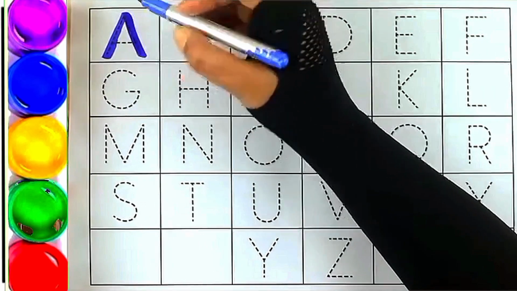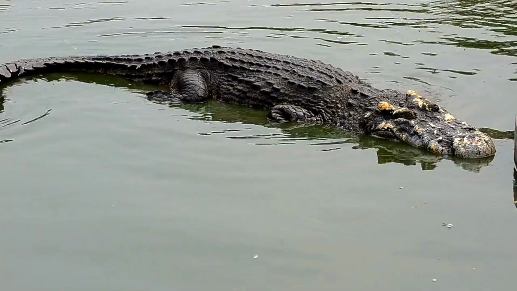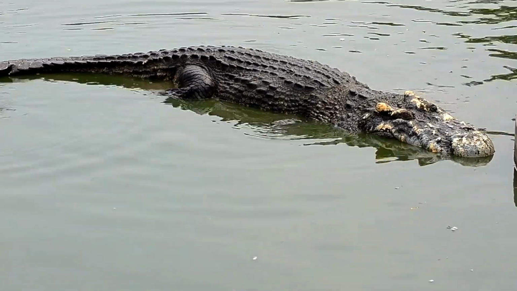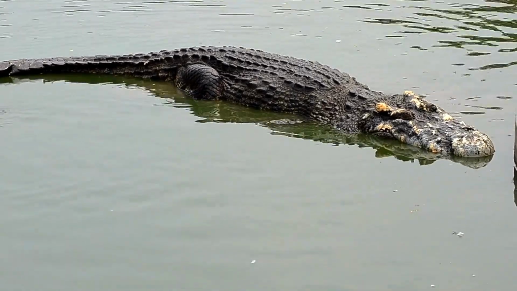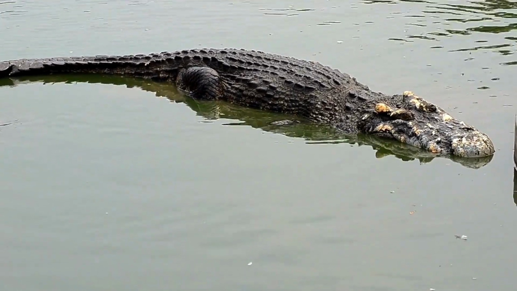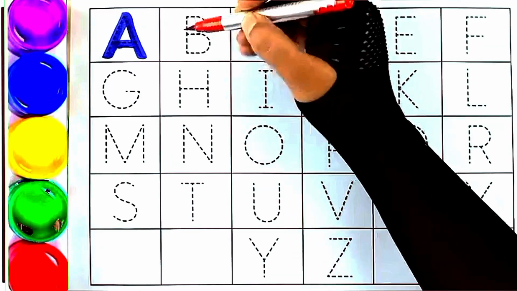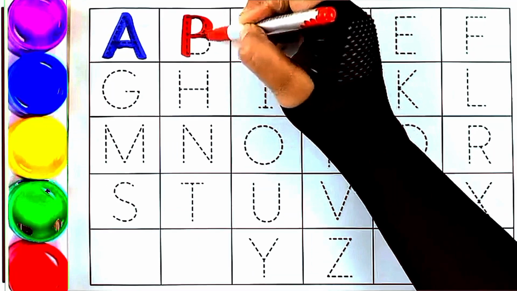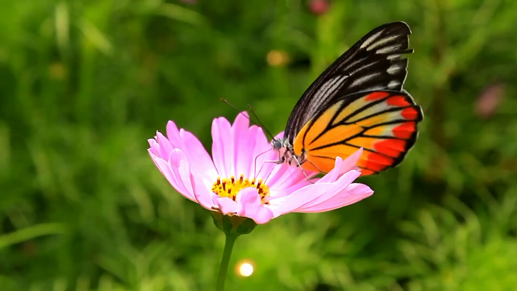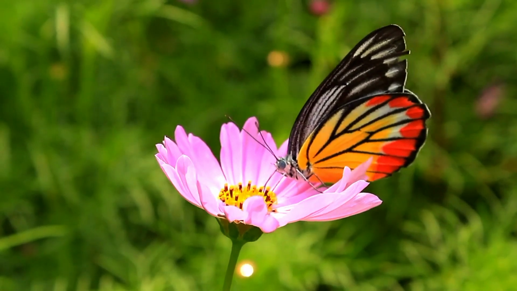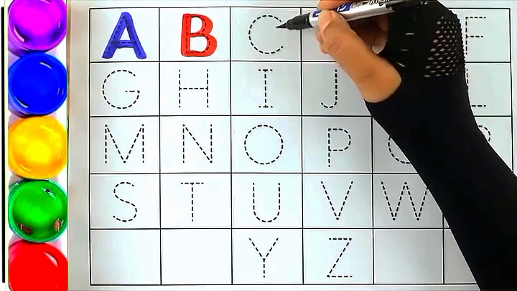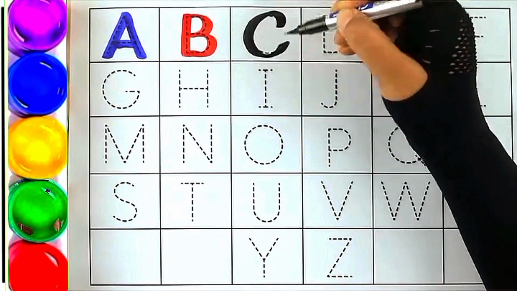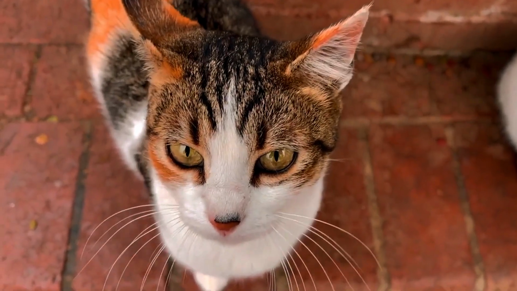A. A for alligator. This is an alligator. B. B for butterfly. This is a butterfly. C. C for cat. This is a cat.